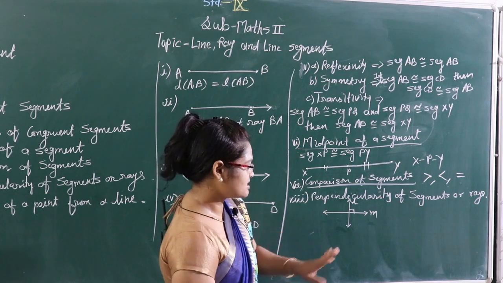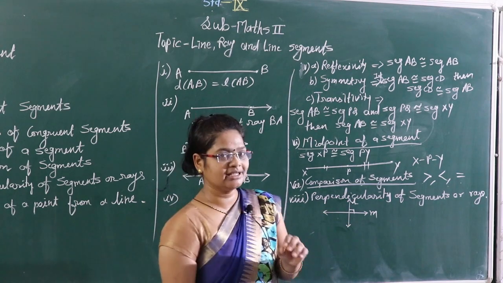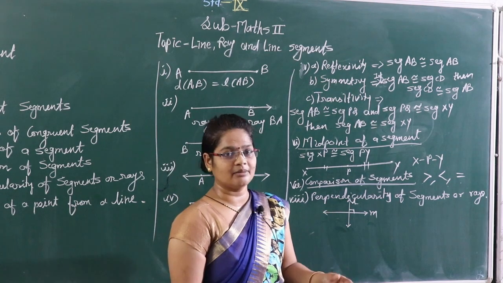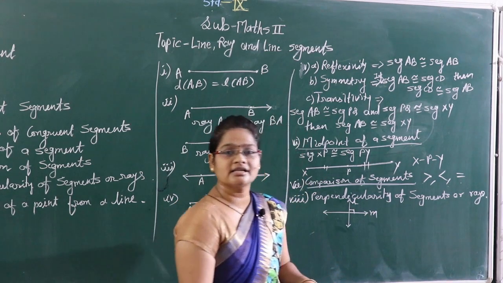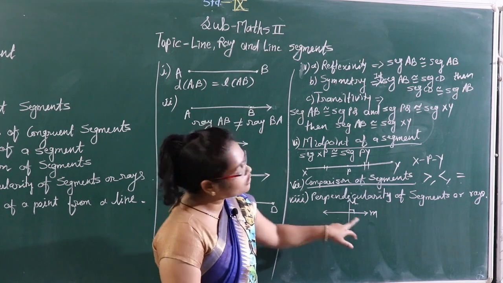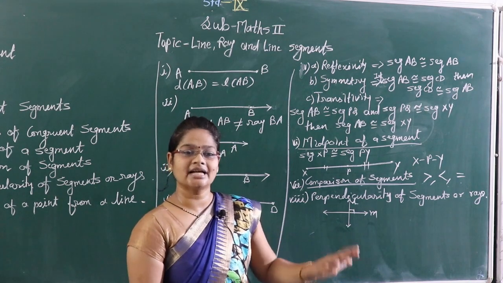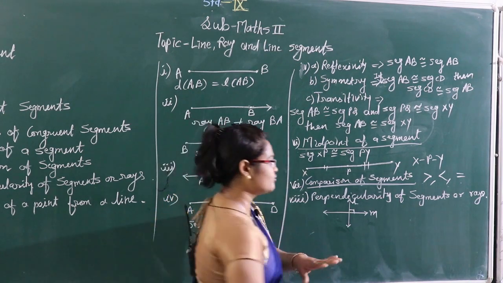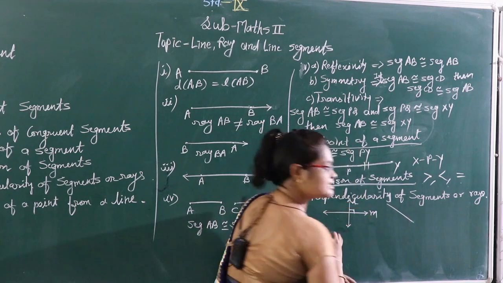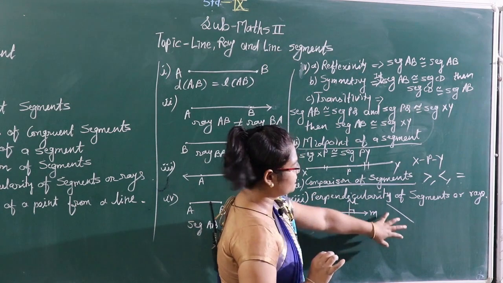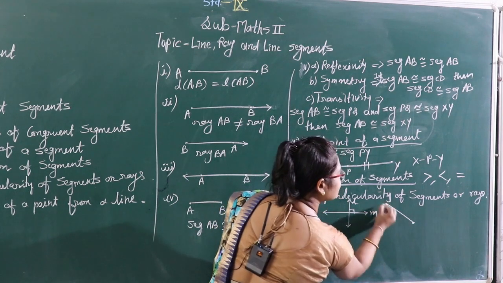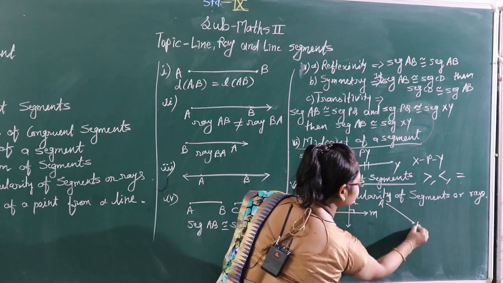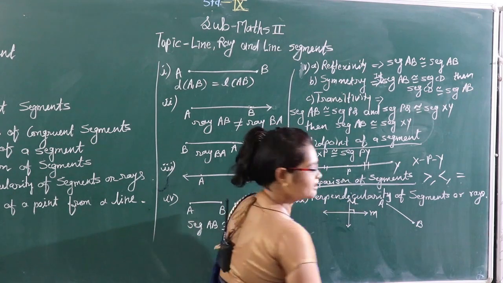It is not necessary that these two should be only lines. It can be a ray, it can be a line segment also. And it is also not necessary that it should be horizontal or vertical. It can be in slanted form also. Slanted form means what? So this is a slanted line. Let us consider that it is line segment AB.